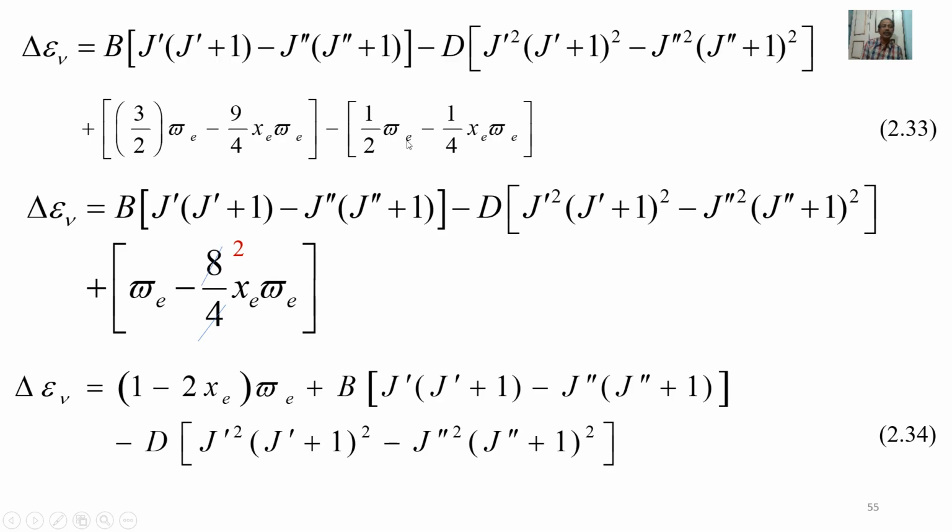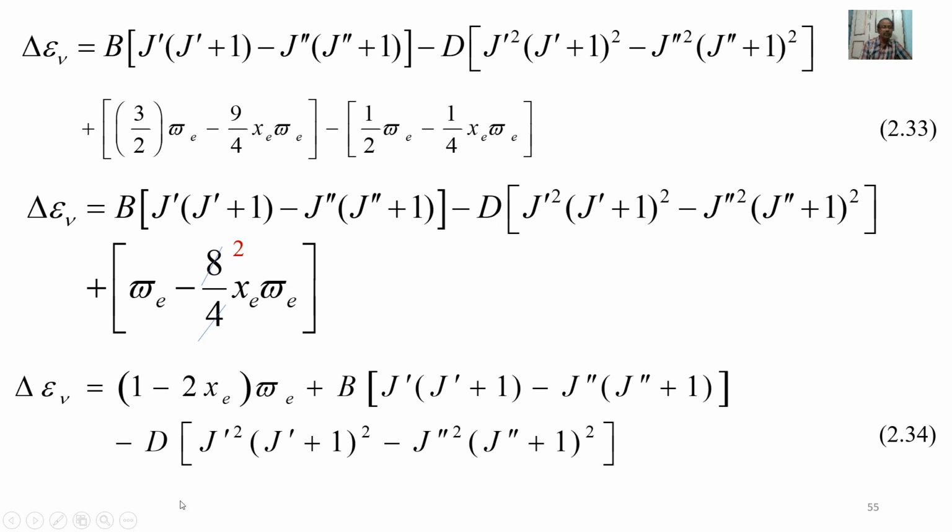This is minus minus plus, so 1 by 4. So that will give us 8 divided by 4. 8 divided by 4 will give us 2. So minus 2 xc omega e. This term let it be like this. So we have now pulling omega e out. So that will give us 1 minus 2 xc omega e plus this term. So this term let it be like this. So this is equation 2.34.